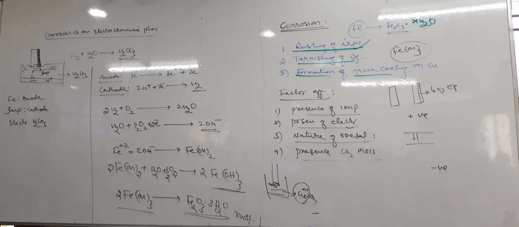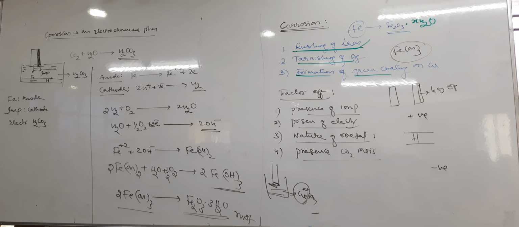Next, tinning. In tinning, what is coated? Tin. The process of coating the metal with tin is called tinning.